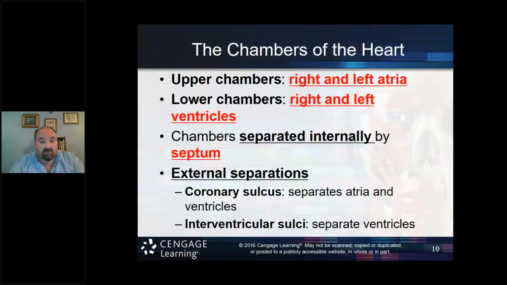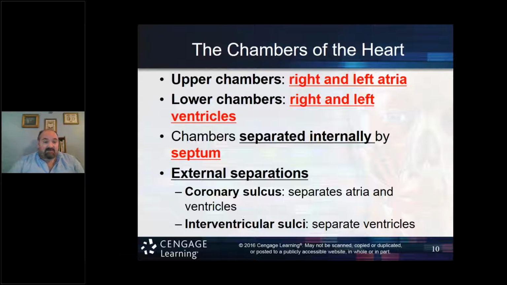So you see here we have then the lower chambers, those right and left ventricles, larger chambers. The left myocardium of the heart, of the left ventricle, is going to be larger in size than the right side, and it's pushing against greater resistance. So it's going to be larger than the right ventricle.